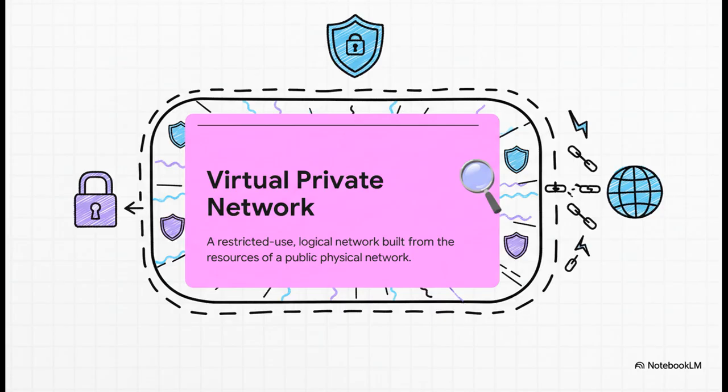Let me read the English definition. A restricted-use logical computer network that is constructed from the system resources of a relatively public physical network. Okay, so what does that actually mean? In simple terms, a VPN creates a private, encrypted tunnel for all your data that travels over an untrusted public network. Even if an attacker is watching that network, all they're going to see is scrambled, unreadable data.